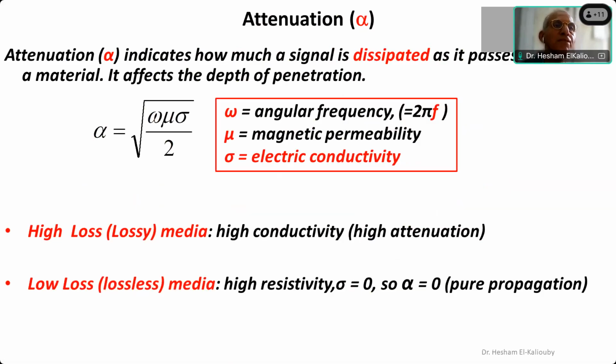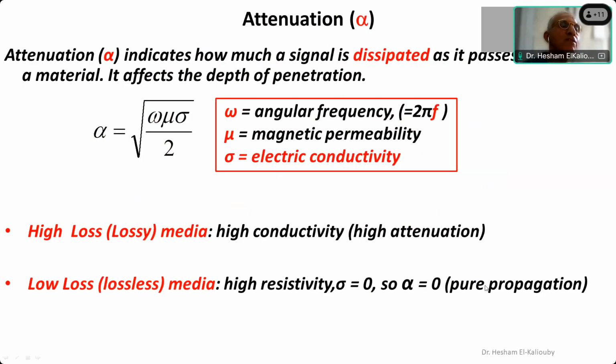There are three main parameters that affect the attenuation: the frequency, magnetic permeability, and electric conductivity. Any increase of the frequency, magnetic permeability or conductivity will cause very high attenuation. For example, if we have a highly conductive material, what we call high loss or lossy media, like mineralization or wet clays, this will cause high attenuation because it will increase the attenuation factor. If we have a high resistivity material, then it is not a problem for GPR. Of course, if sigma equals 0, which is pure propagation, alpha will equal 0. This happens in vacuum or space, actually.